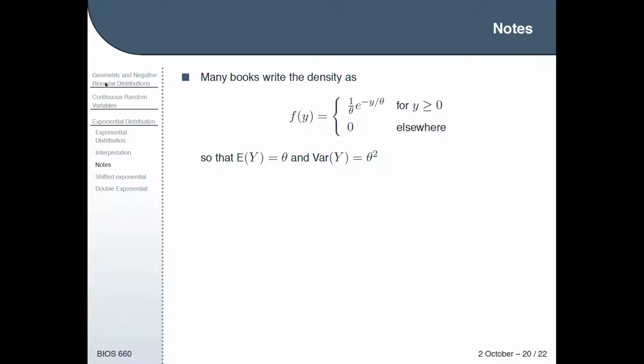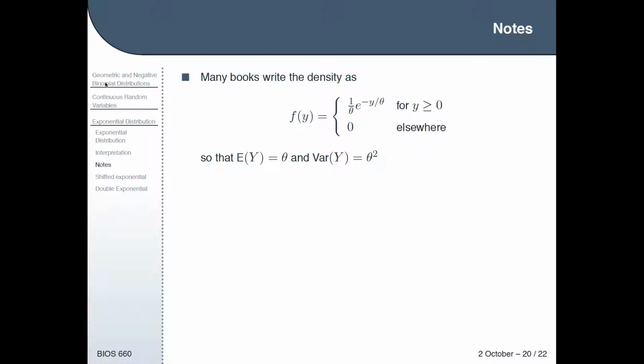And this is another one of those cases where different books define the exponential distribution in different ways. Some books, rather than defining the exponential rate parameter as lambda, basically define it as 1 over lambda, so the density becomes 1 over theta e to the minus y over theta. Again, this is completely equivalent to the formulation that I used and that Casella and Berger used, but if you do it that way, then of course you have to take 1 over lambda in the expected value and variance, so that the expected value is equal to theta, and the variance is equal to theta squared.